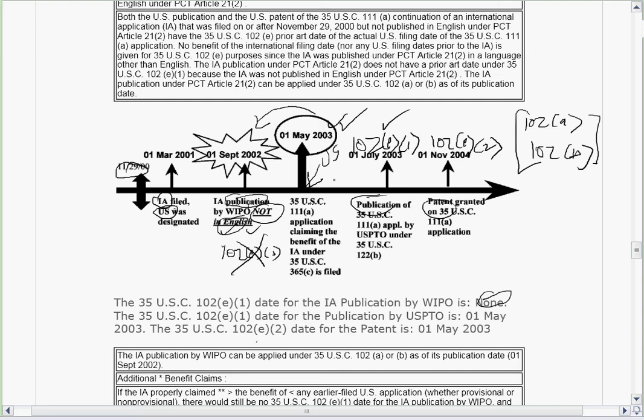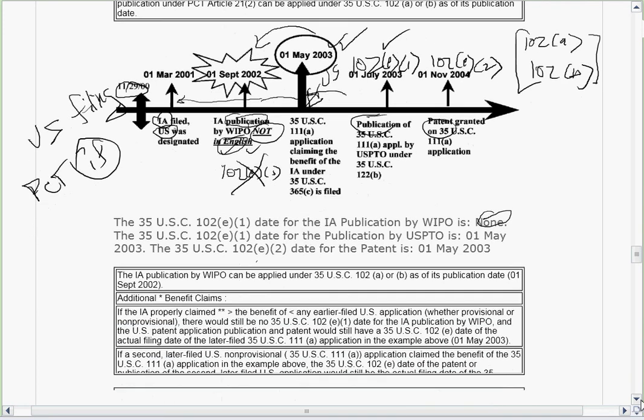So you can always get back to the U.S. date, right? You just can't get back to this date because you didn't follow the rules. Again, U.S. date is okay. U.S. filing, it works under 102, right? And PCT will work if you meet the requirements. Now let's look at the benefit claim, the additional benefit claims under here.